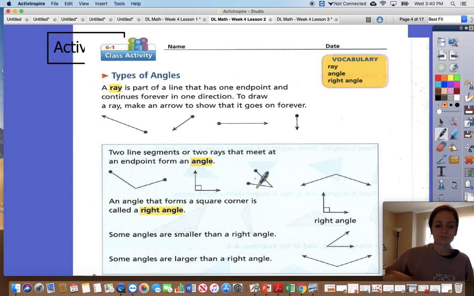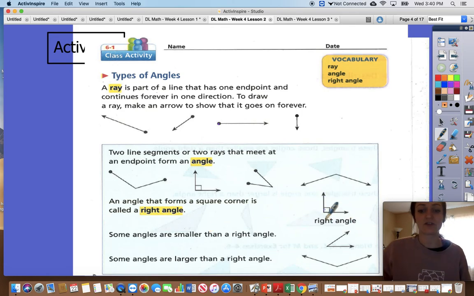Okay, so an angle that forms a square corner is called a right angle, okay? So if it forms a perfect square, so two lines come together to create a square, that's called a right angle. And to signify that we have a right angle, we draw a little box in it to show that it makes a perfect square in that angle, okay?